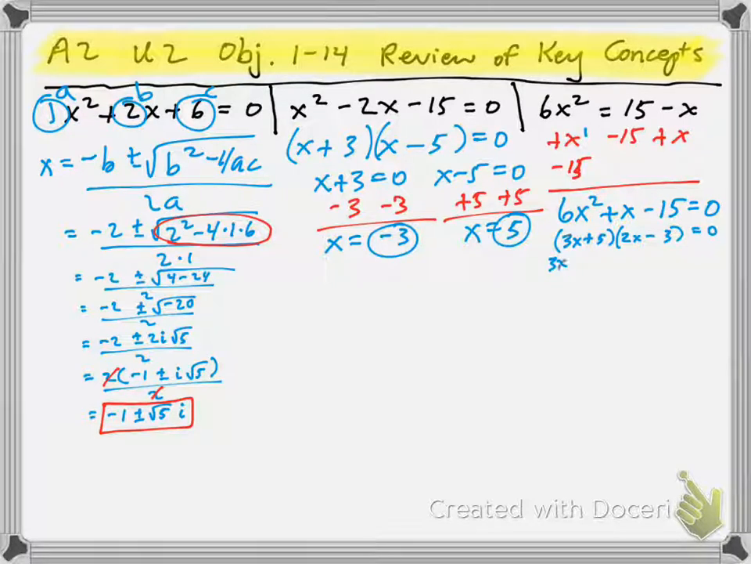Those are the factors. And when we set each factor equal to 0 and solve for x in each one of these, we get x equals negative 5/3, and x equals 3/2. And so those are the two solutions to this quadratic equation. And that's it.